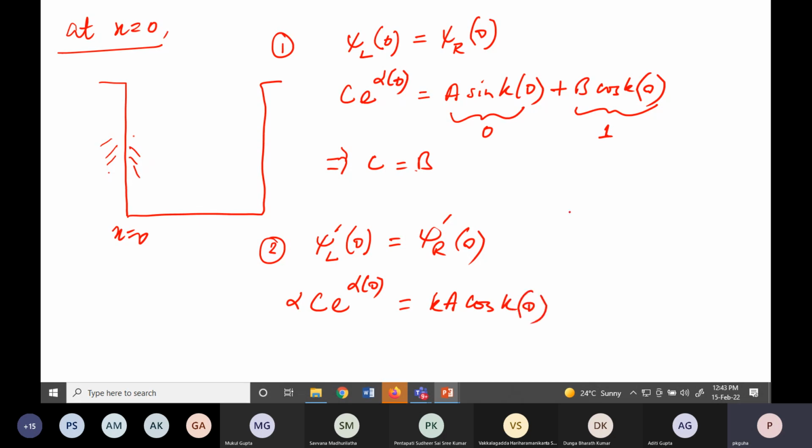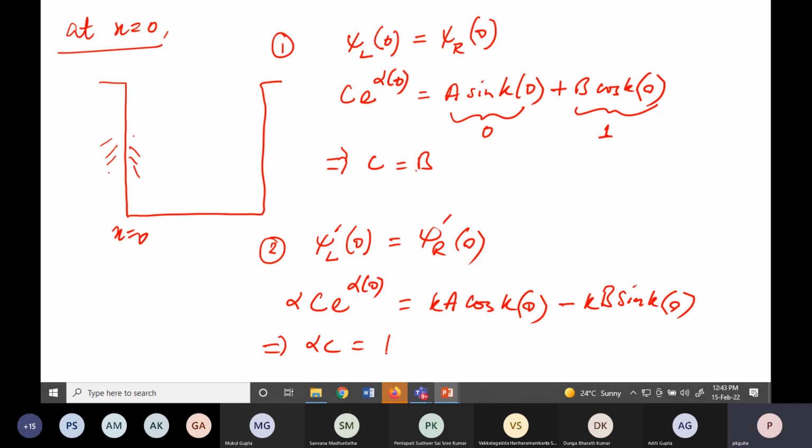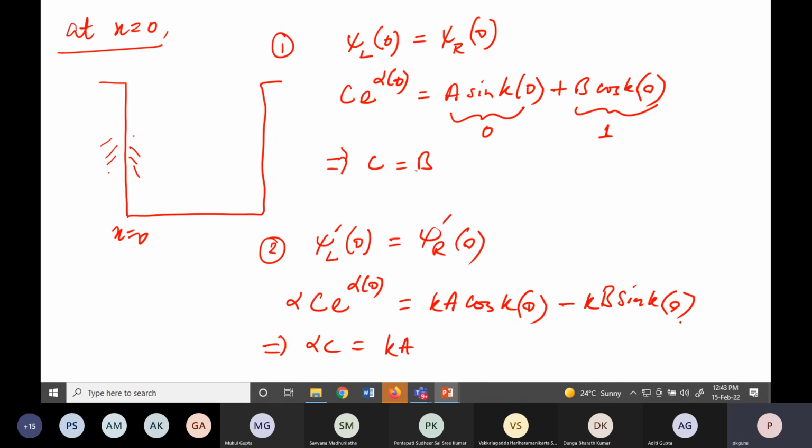And what about B cos kx? B cos kx gives minus k B sin k0. So I am differentiating, right? So what will I get? Alpha C is equal to kA, because the second term is 0 since sin 0 is 0. So this is at x equal to 0. I have used both the boundary conditions: psi is continuous and psi dash is continuous at x equal to 0, right?